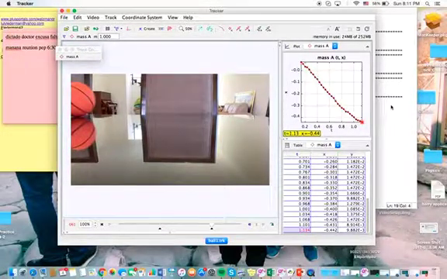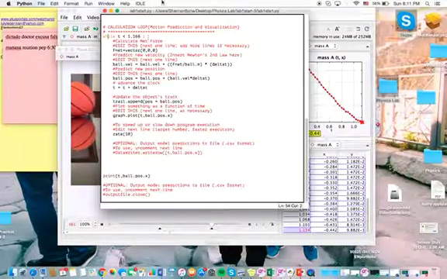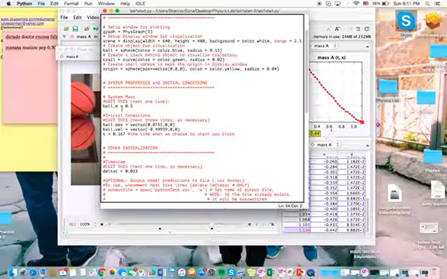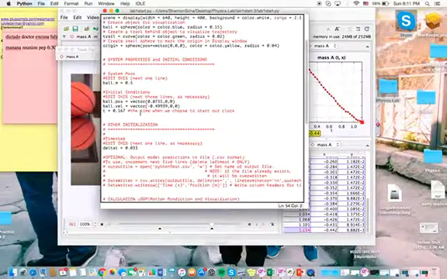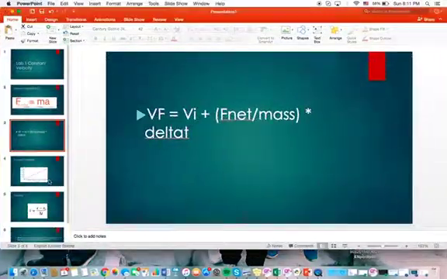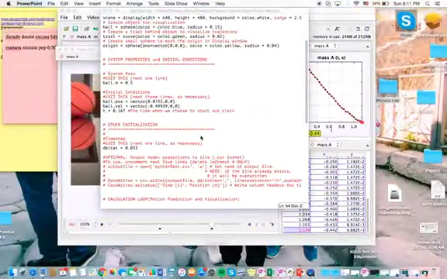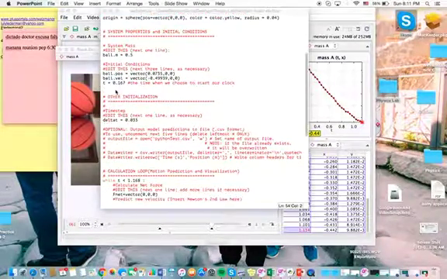Now we're going to take a look at the code over here. We can see that we start with the pulse mass and the position we said before, and for the velocity we use this formula over here, the change in position over the change in time, with the initial time and the change in time over here.